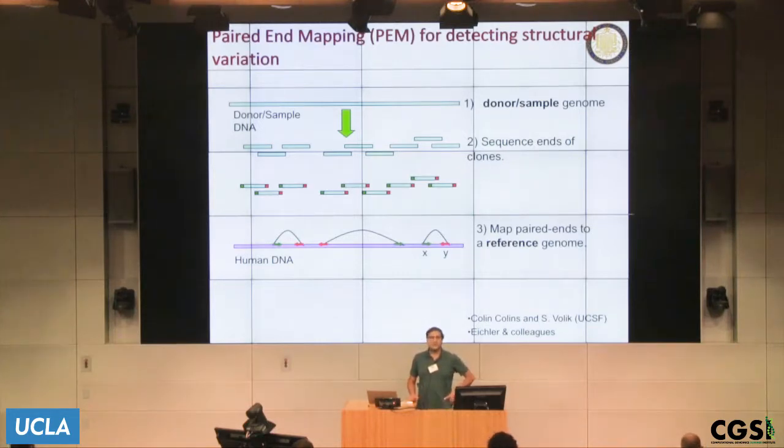And oftentimes, because we're not at the stage where we can fully assemble human genomes in a cost-effective manner, we do this by so-called paired end mapping techniques, where you take your donor sample and you sequence it. Oftentimes the sequencing is done by sequencing two ends of an insert, and the insert can be 300, 500 base pairs, sometimes longer. And then you map these two inserts back to a reference genome, right?